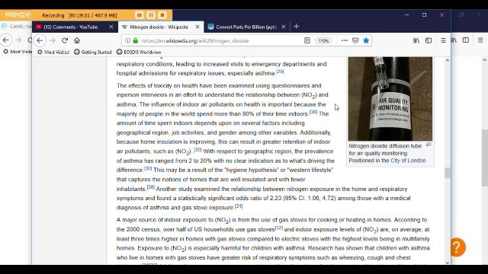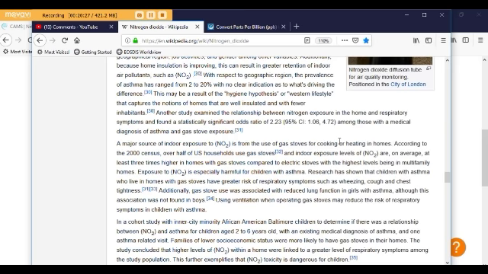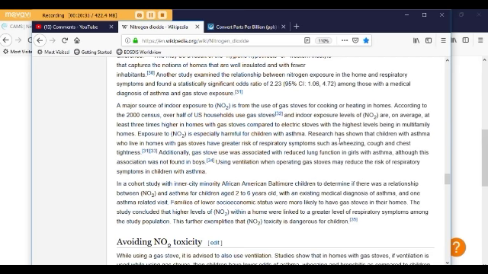The influence of indoor air pollutants on health is important because the majority of the people in the world spend more than 80% of their time indoors. The amount of time spent indoors depends upon several factors, including geographical region, job activities, and gender, among other variables. Additionally, because home insulation is improving, this can result in greater retention of indoor pollutants such as NO2, and so on and so forth. It says a major source of indoor exposure to NO2 is from the use of gas stoves for cooking or heating in homes.